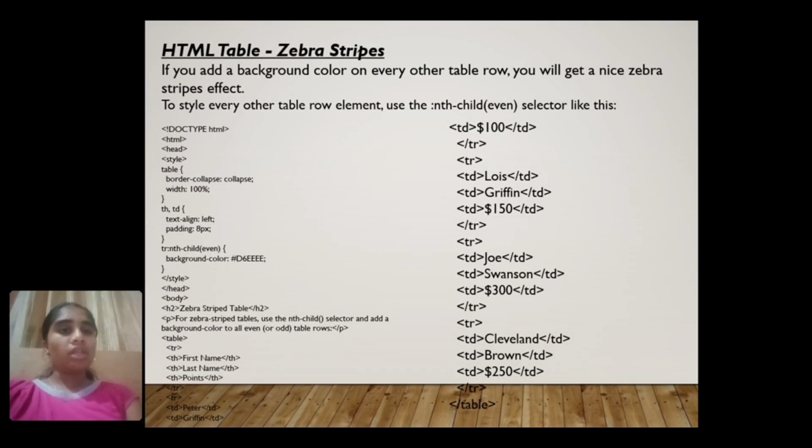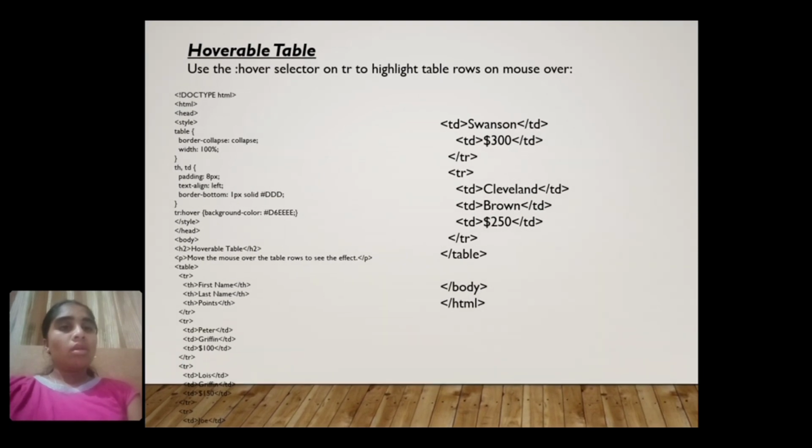Next, coming to HTML table zebra stripes. If you add a background color on every other table row, you will get a nice zebra stripes effect. To style every other table row element, use the nth-child selector like this, and the example is given below. Hoverable table: use the hover selector on tr, the table row, to highlight the table rows on mouse over.